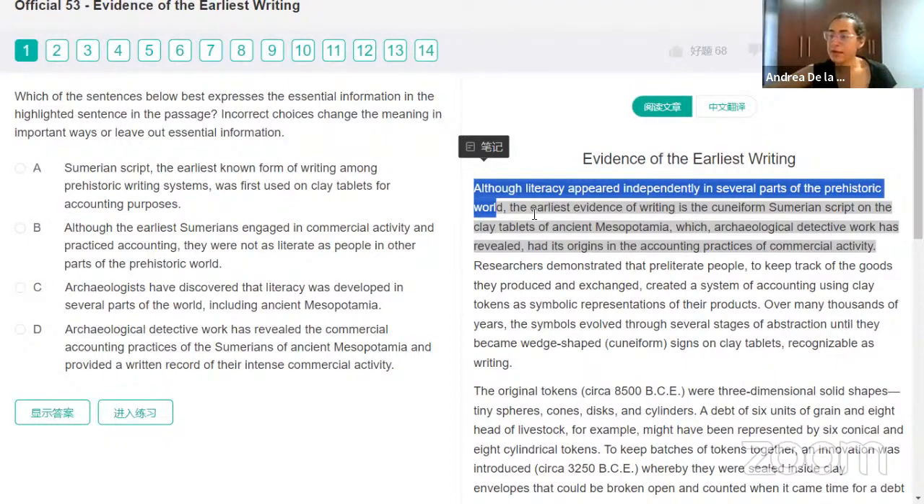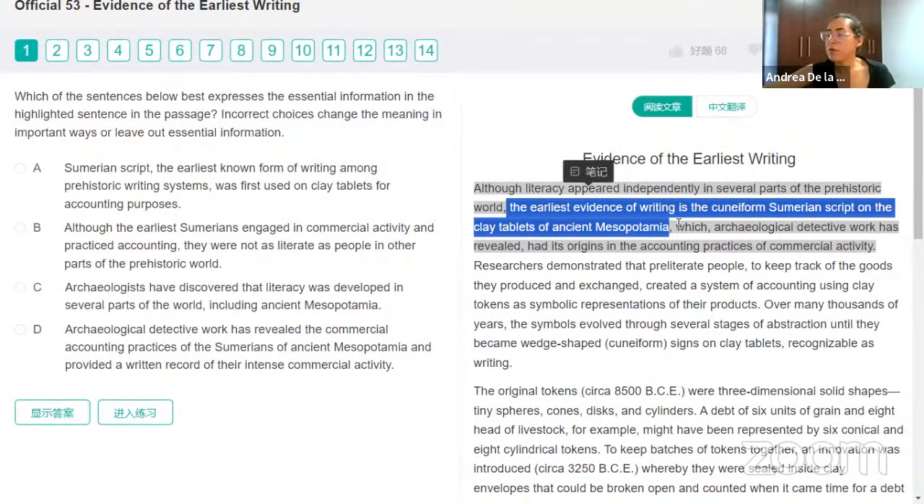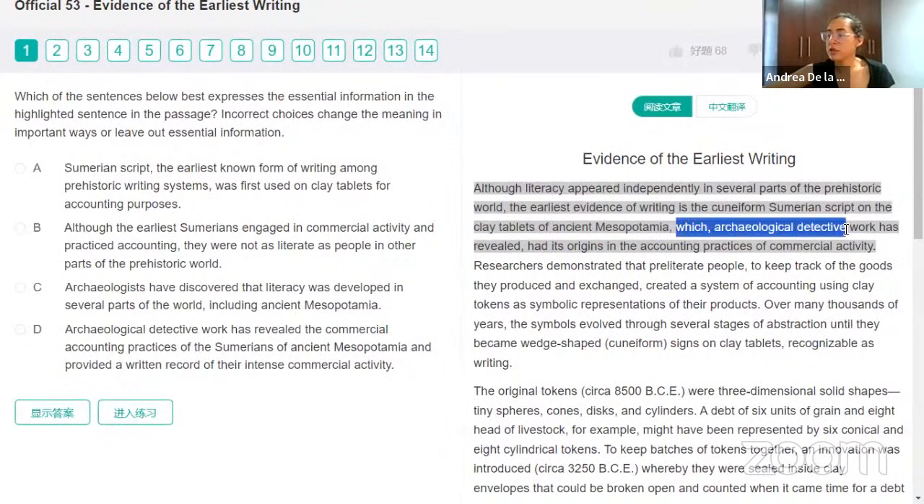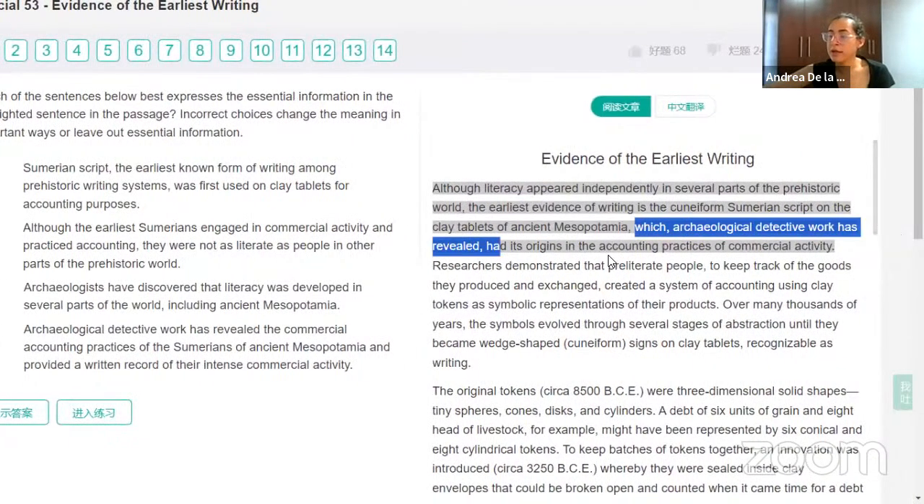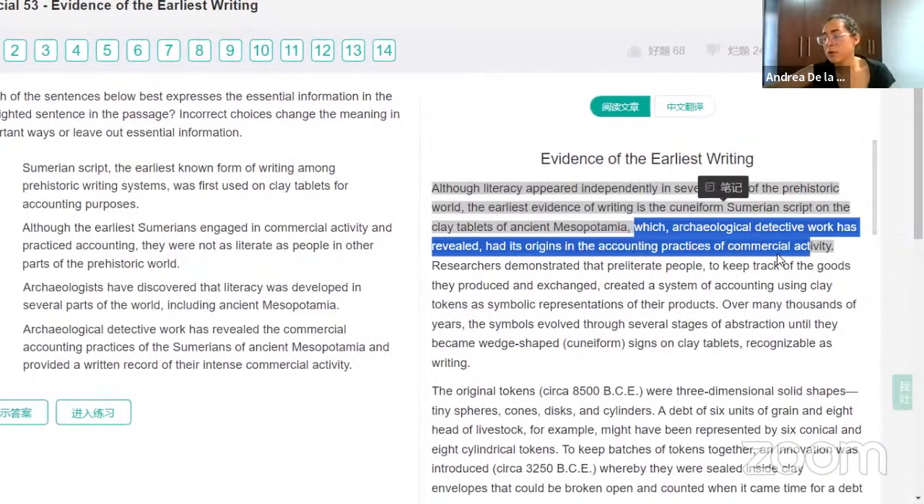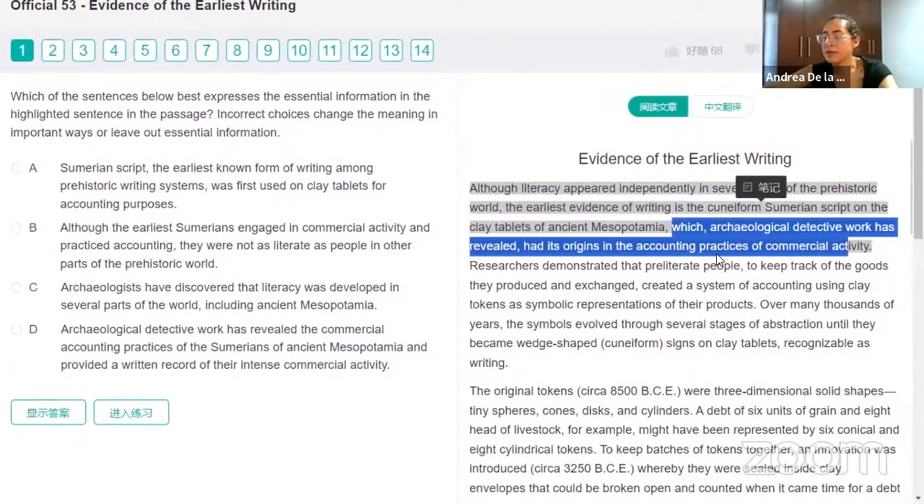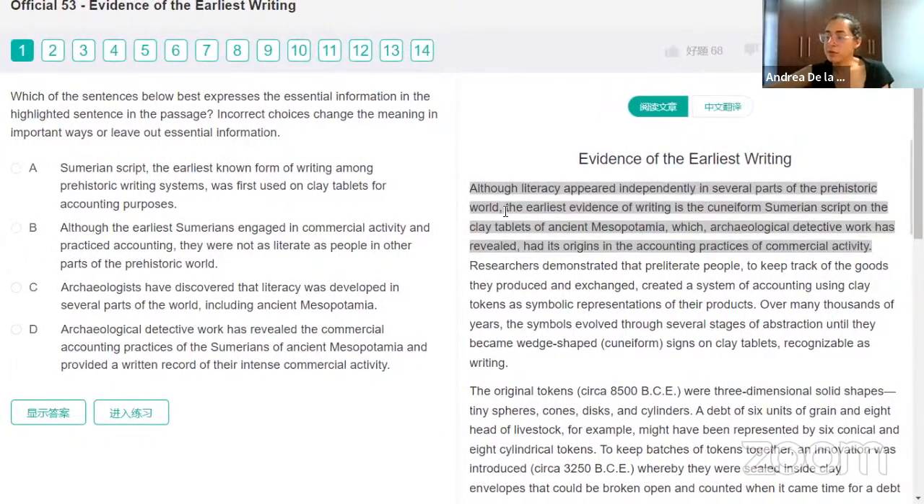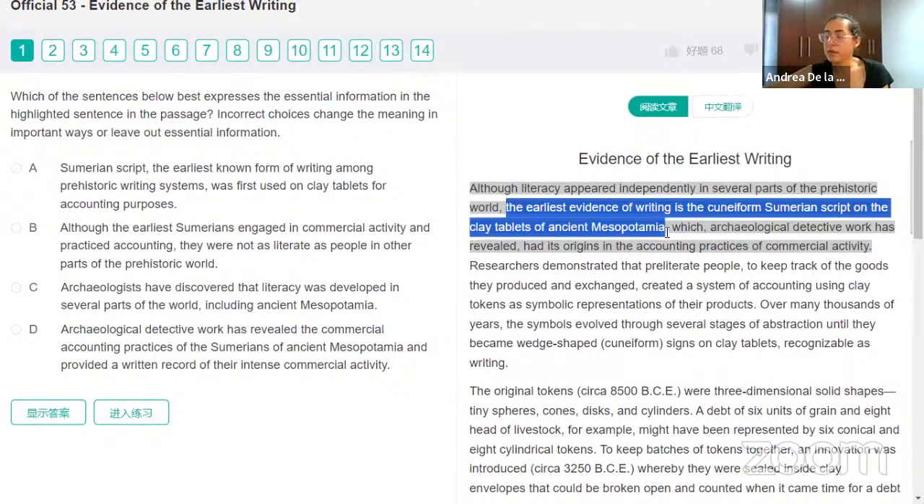Luego dice, a pesar de eso, the earliest evidence of writing is the cuneiform Sumerian script on the clay tablets of ancient Mesopotamia. Esa es la información principal, ¿verdad? Luego explica, dice, which archaeological detective work has revealed had its origins in the accounting practices of commercial activity. Luego explican un poco más. Pero la idea principal, la cláusula principal es esta de acá. The earliest evidence of writing is the cuneiform Sumerian script on the clay tablets of ancient Mesopotamia.